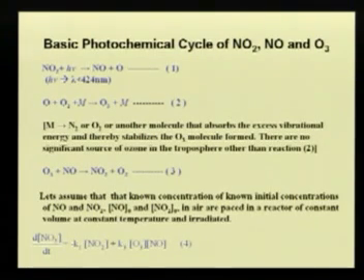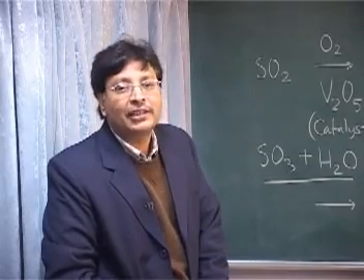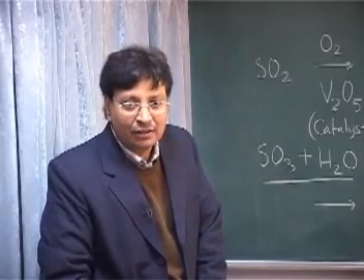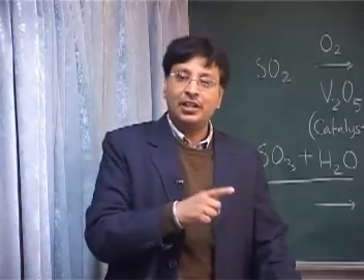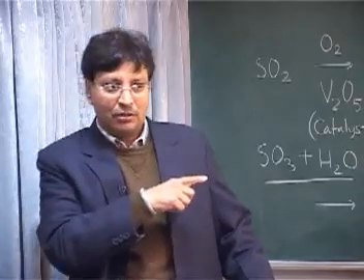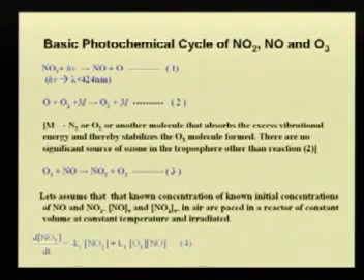This O can react with O2 to form ozone. What is this O? Tell me, is it the excited state or the ground state? Ground state. Because only then can it react with O2, if you recall the first equation, and then produce ozone. This is basically equations 1 and 2, the fundamental equations to form ozone in the atmosphere.